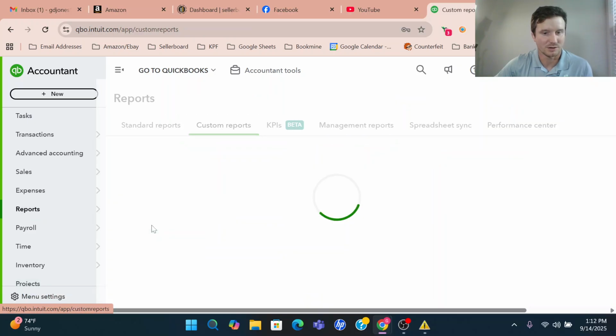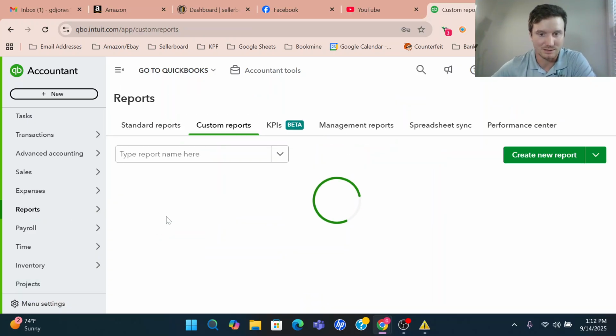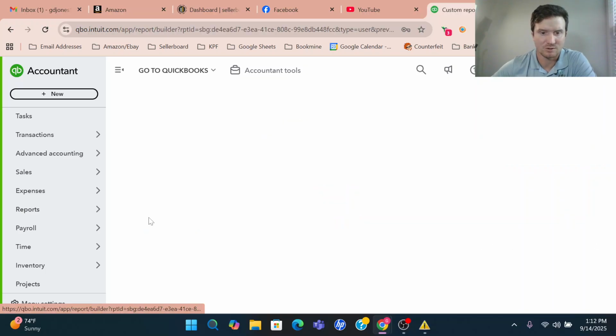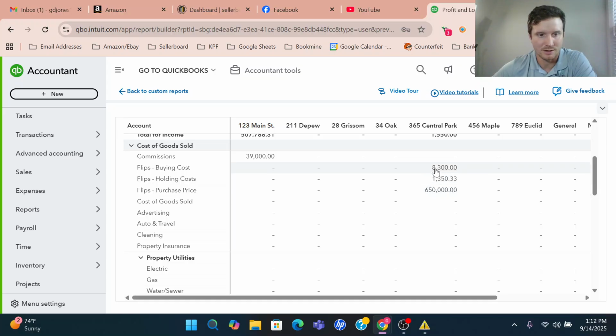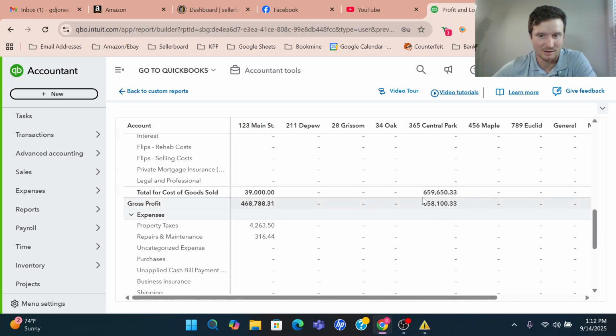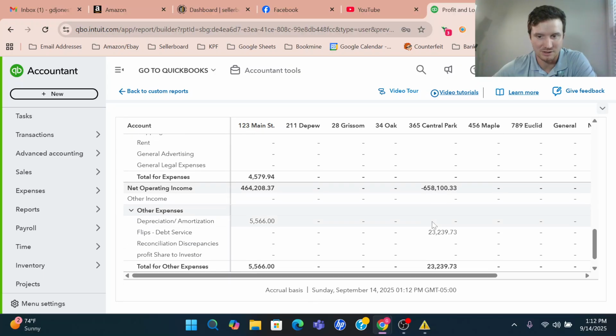Let's go to custom reports. I'll show you the profit and loss. And you'll be able to see that it's the exact same thing over here. Right here you can see all the numbers underneath the 365 Central. You can see that all the numbers here make sense. It adds up just the same, and everything's good to go.